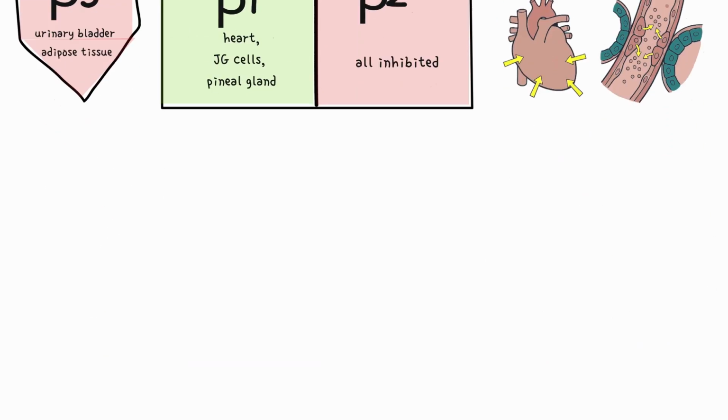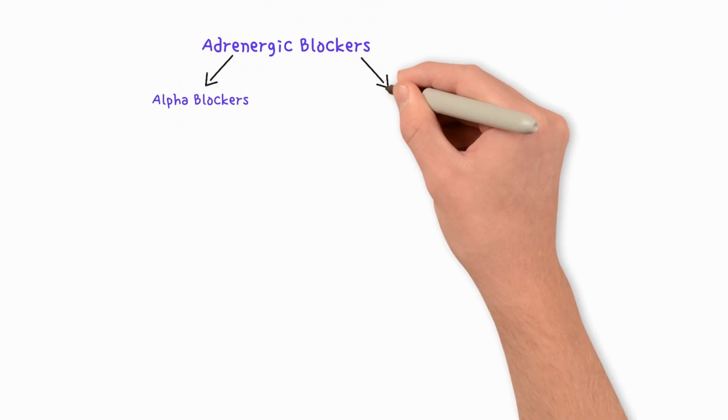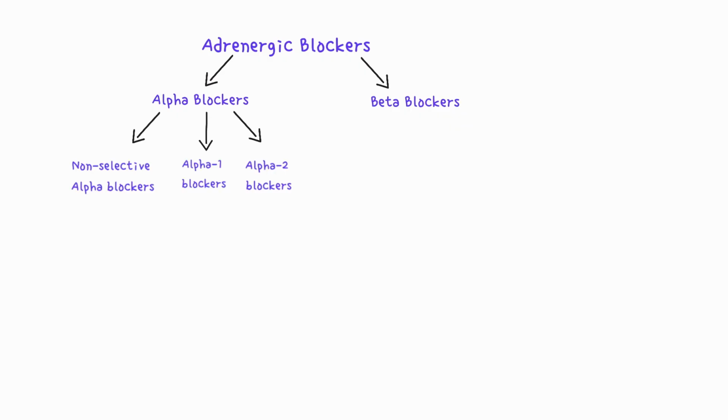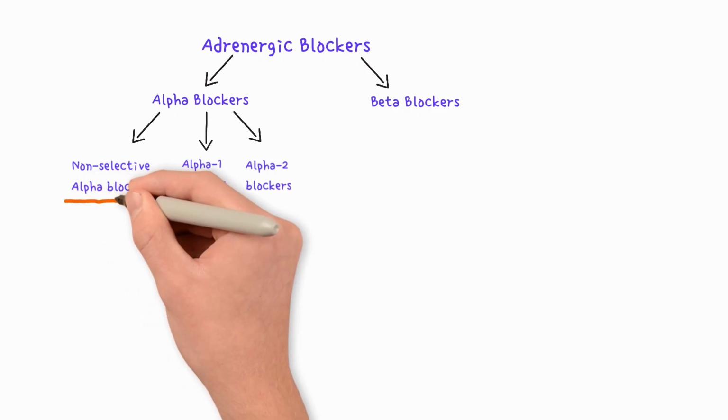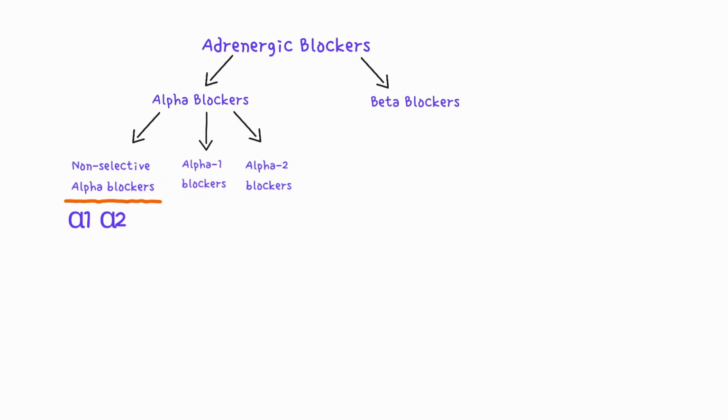Looking at the classification of adrenergic blockers, we have alpha blockers and beta blockers. Alpha blockers are further divided into three types. Let's look at non-selective alpha blockers. These agents block both alpha-1 and alpha-2. Phenoxybenzamine forms a covalent bond with the receptor, making it irreversible. Because it physically locks the receptor, the body can only overcome the blockade by synthesizing entirely new receptors.